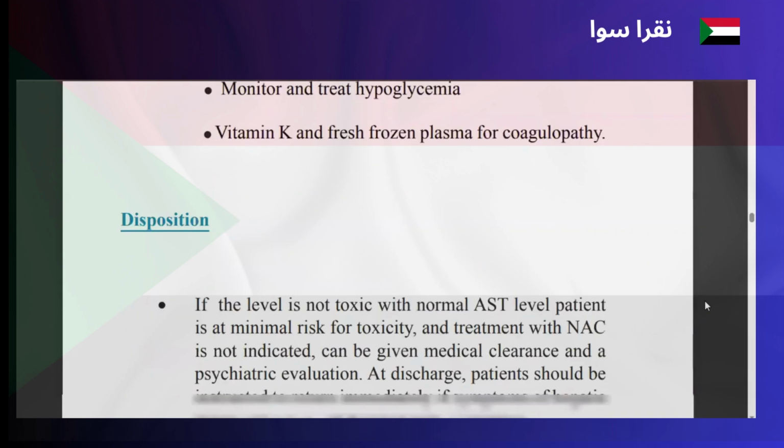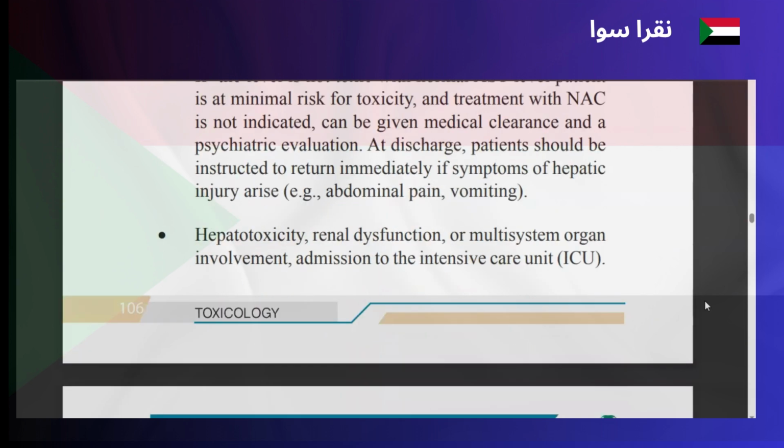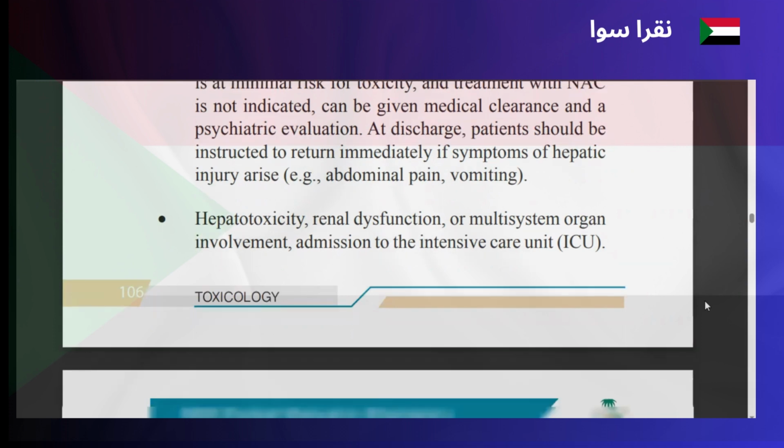The disposition: if the level is not toxic with normal AST and ALT, the patient is at minimal risk for toxicity and treatment with N-acetylcysteine is not indicated; the patient can be given medical clearance and a psychiatric evaluation. At discharge, the patient should be instructed to return immediately if symptoms of hepatic injury arise, such as abdominal pain or vomiting. Hepatotoxicity, renal dysfunction, or multi-system organ involvement requires admission to the ICU.